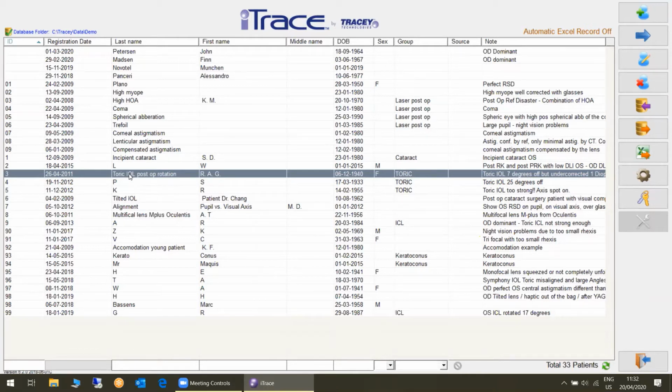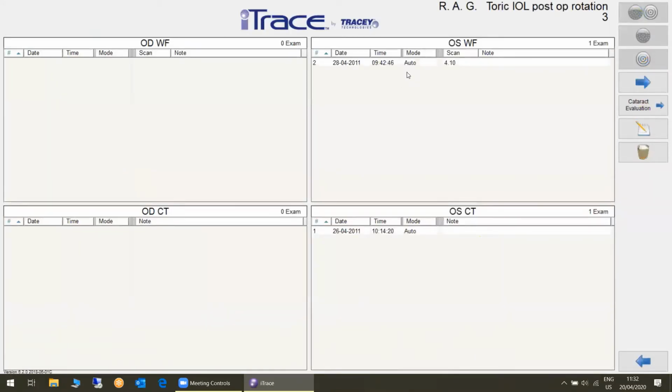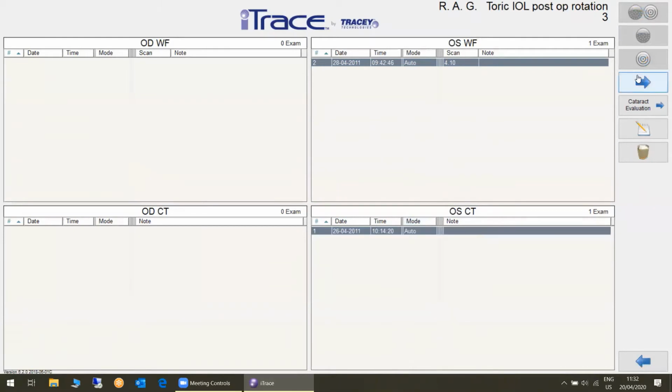And I'm not going to discuss, there's probably 10 different systems that can help you calculate the toric. And there's 3 or 4 methods to put them in the eye. We have Aura, we have Callisto, we have this. I'm not going to talk about that. I'm going to talk to you about what to do when the patient is unhappy afterwards. Then you only have one friend, and it's the iTrace. So these are some unhappy patients.